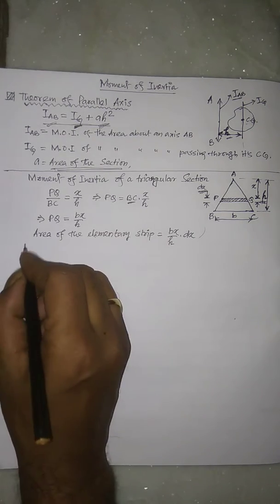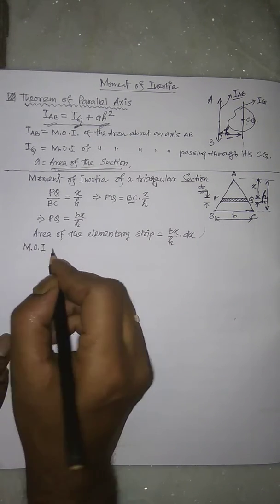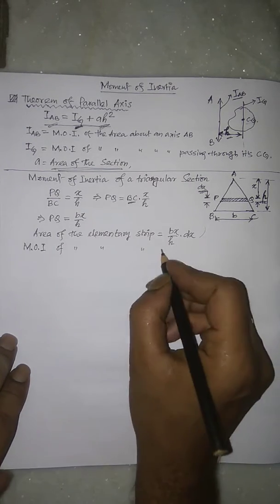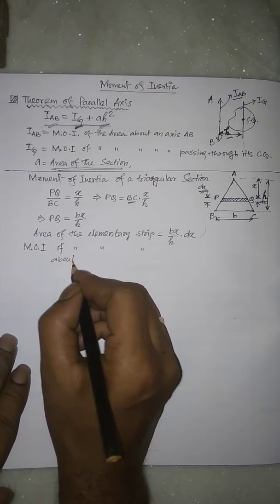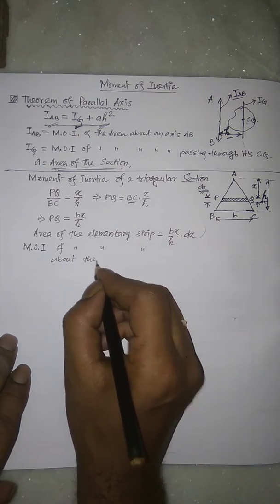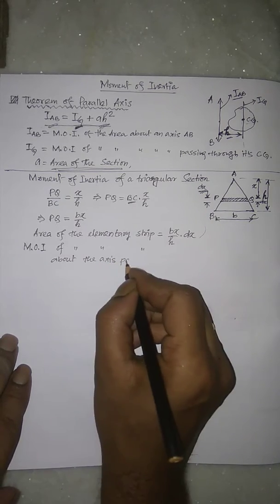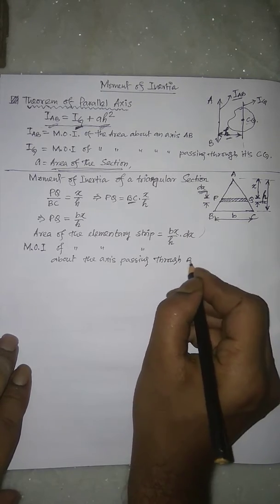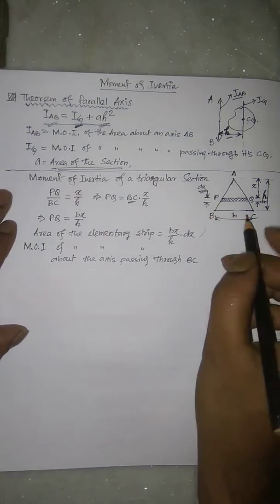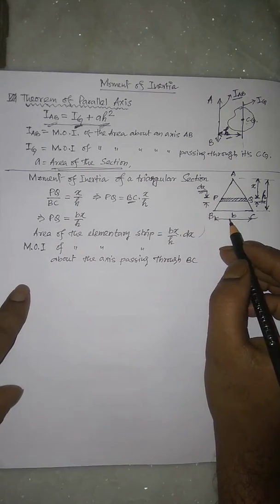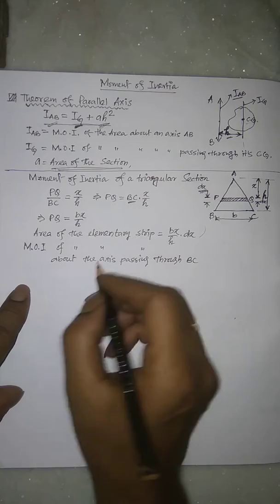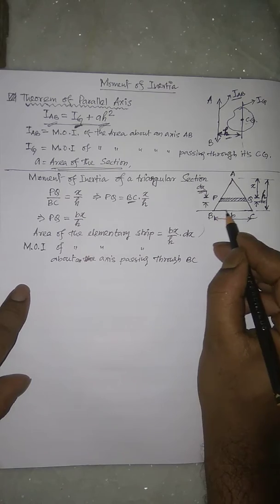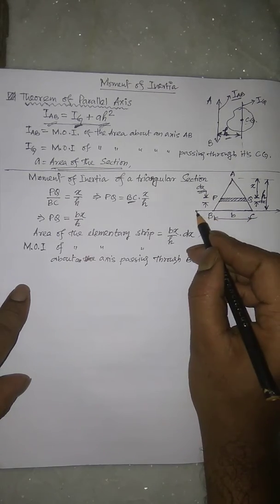Now the moment of inertia of the elementary strip about the axis passing through BC. Moment of inertia of the elementary strip about an axis passing through BC, that means an axis passing through this base here.